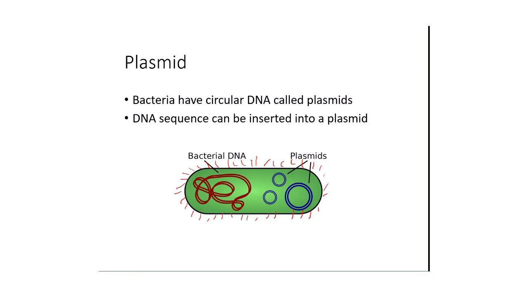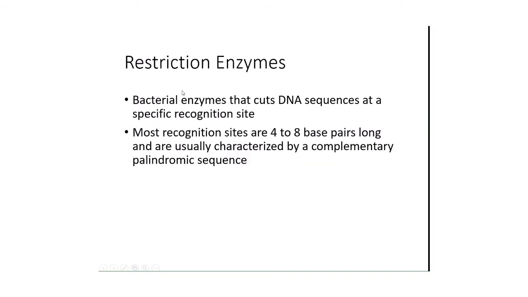Because bacteria are so willing to take up plasmids, we can insert the DNA sequence that we've cloned with PCR into a plasmid, and then we can feed that plasmid to the bacteria. Let's take a look at something called restriction enzymes.